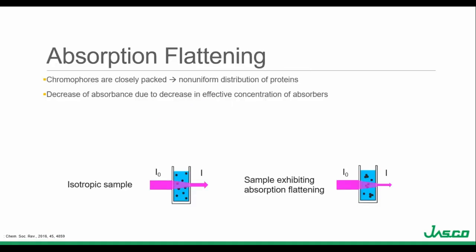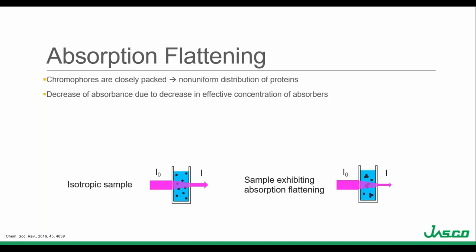Now, absorption flattening. In an isotropic sample, shown on the bottom left, the proteins and therefore the concentration are uniformly distributed throughout the solution, while in an aggregated sample or a membrane sample, shown on the bottom right, the protein chromophores are tightly packed together in localized areas, while the rest of the solution has little to no protein concentration. This non-uniform distribution of chromophores leads to a breakdown of the Beer-Lambert law, and the effective concentration of the chromophores decreases, decreasing or flattening the absorbance and therefore the CD signal.